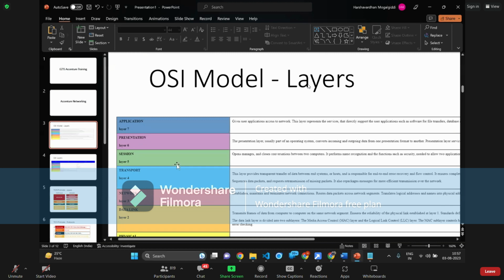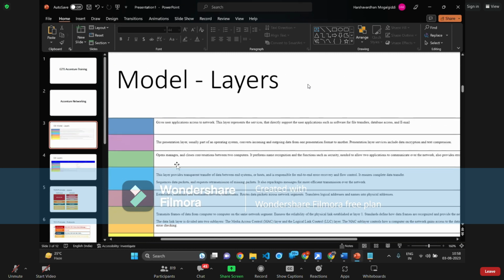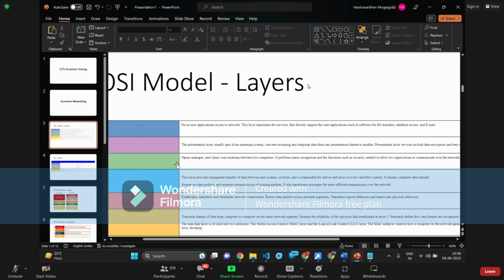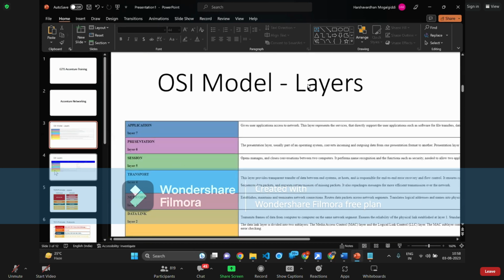Next is the presentation layer. The presentation layer helps us with data encryption and text compression. The application layer is the face of all this, like the UI itself, the application itself, through which you can initiate, control, or interact. So that is the OSI layer.